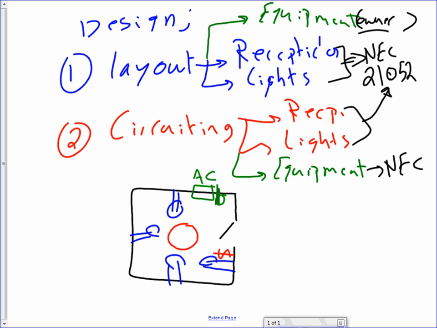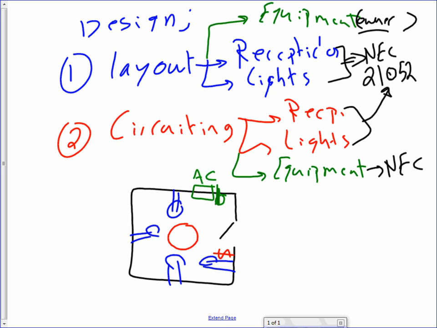The last step you need to do now is circuiting. We laid them out in one room. Now we need to circuit them. The question when you circuit, especially in dwellings, is: do I circuit the receptacles, the lights and the equipment all in one circuit, or do I separate them? 99% of the time on design projects, we separate lights from receptacles from equipment. Do you guys hear me? We separate light from receptacle from equipment.